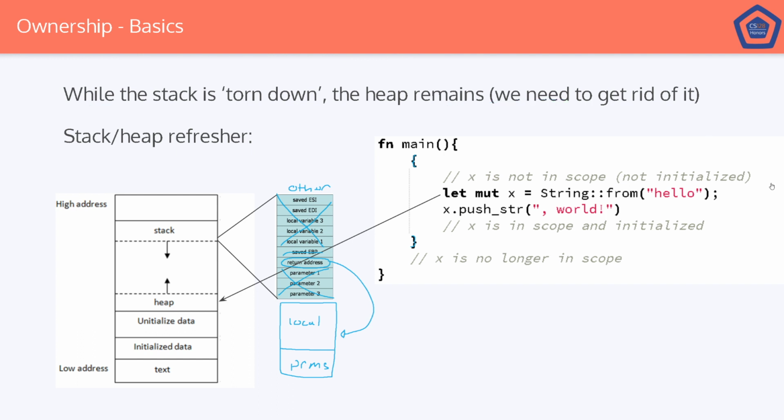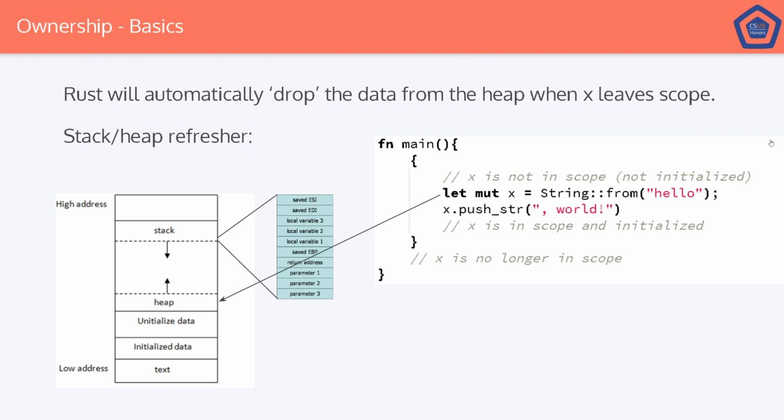However, the heap remains. And there are a couple important reasons why the heap remains. And so we do need to get rid of it. And the way Rust handles this with ownership is that Rust is going to drop the data, which is what we call deleting things from the heap in Rust, when the owner leaves the scope.